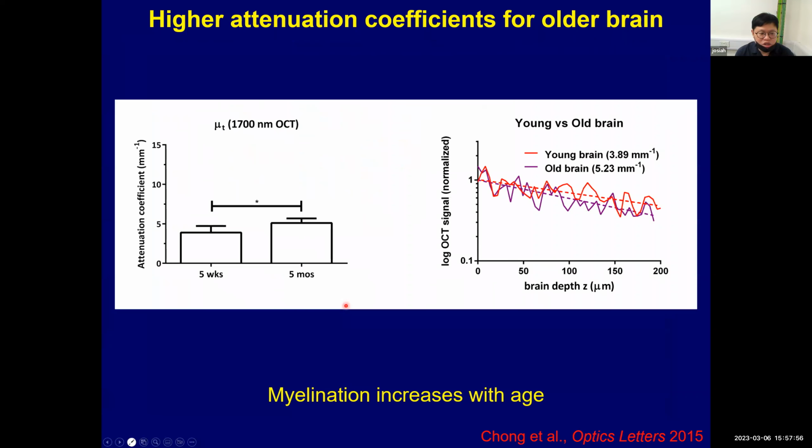Of course, we also confirmed that the younger brain allows us to look deeper because it is simply less developed. As they grow older, you have higher myelination, which is highly scattering, and that causes the scattering that you observe.